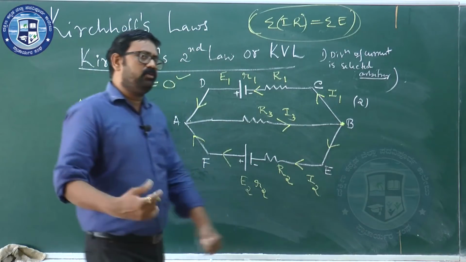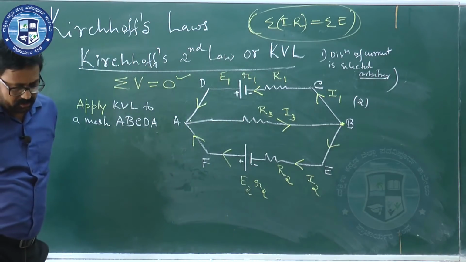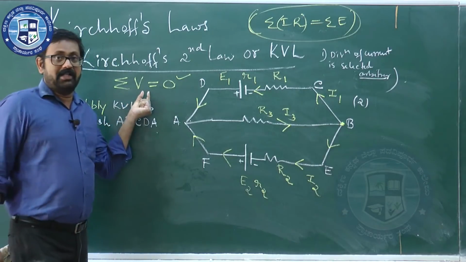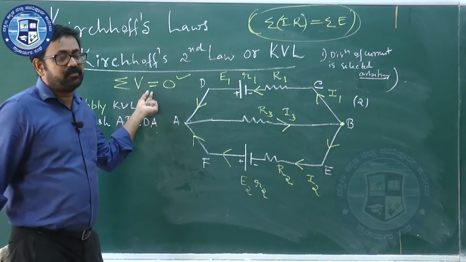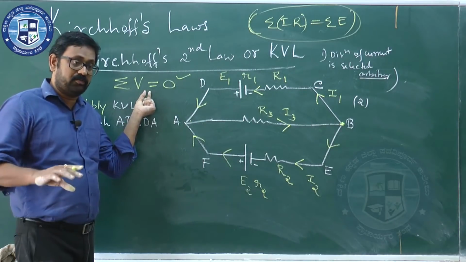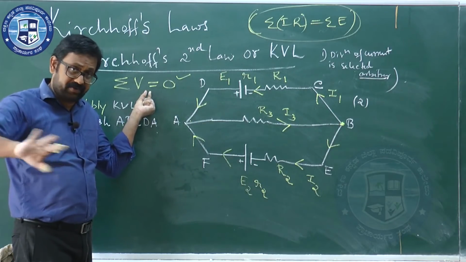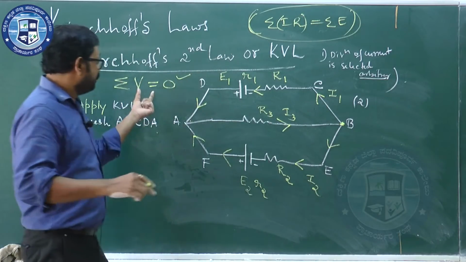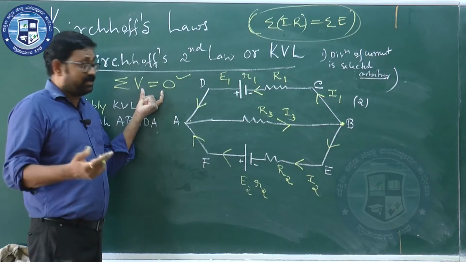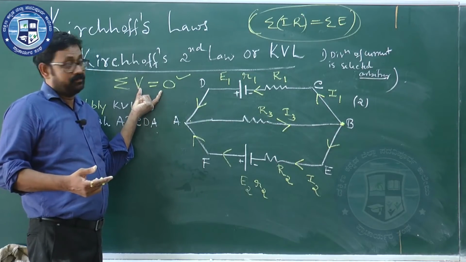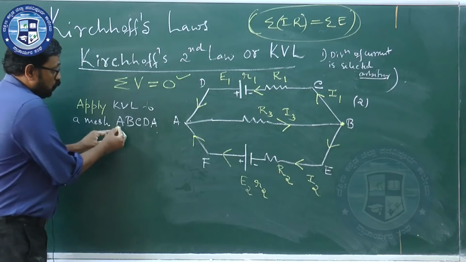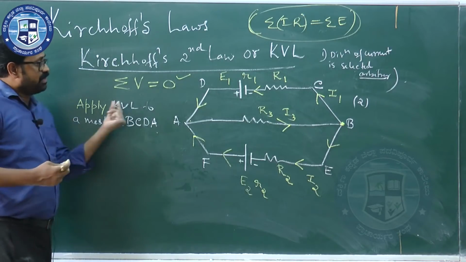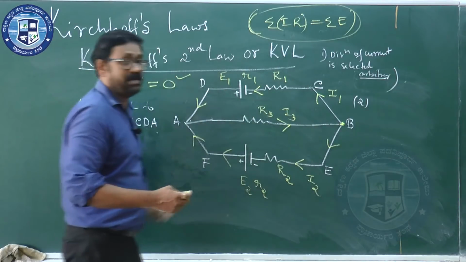When you apply KVL to a mesh, I said you have to follow some sign convention. It is supposed to be that the algebraic sum of V should be equal to 0. When you say algebraic sum of V, it involves the product of IR, it involves EMF, everything. I said you should be careful. I am explaining a sign convention with reference to this. We'll go according to the order in which I have named the mesh. I have named the mesh as A, B, C, D, A.